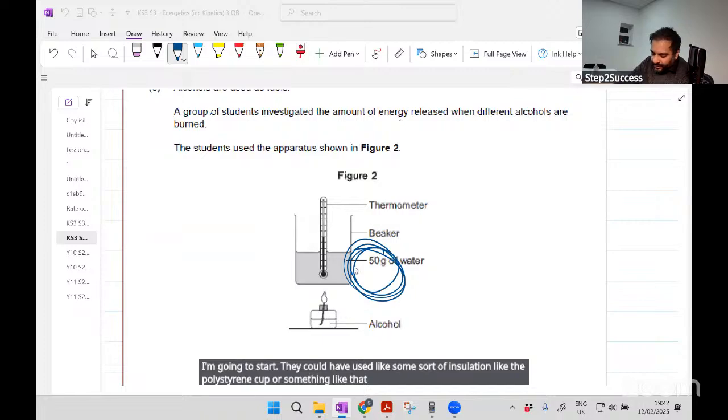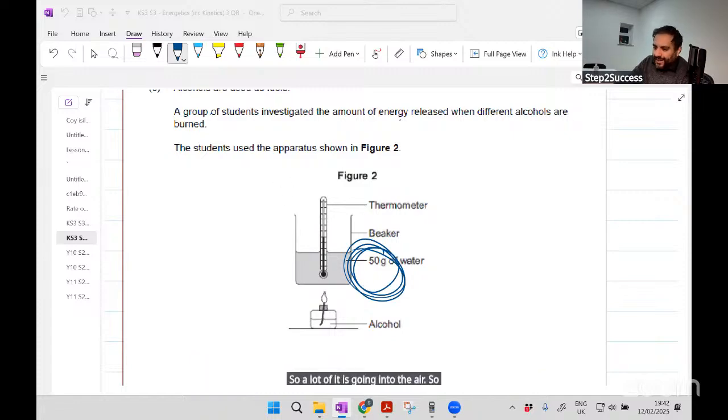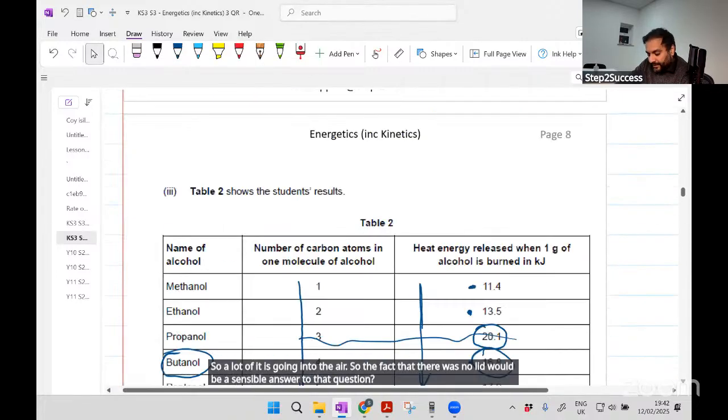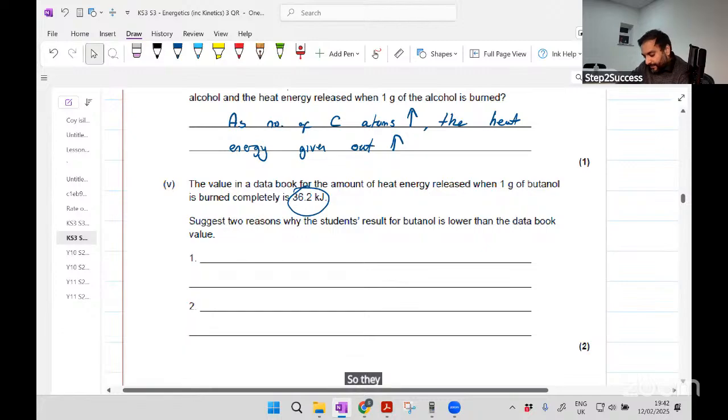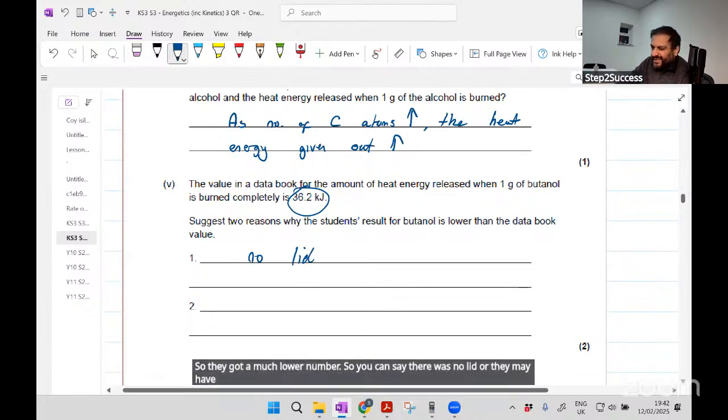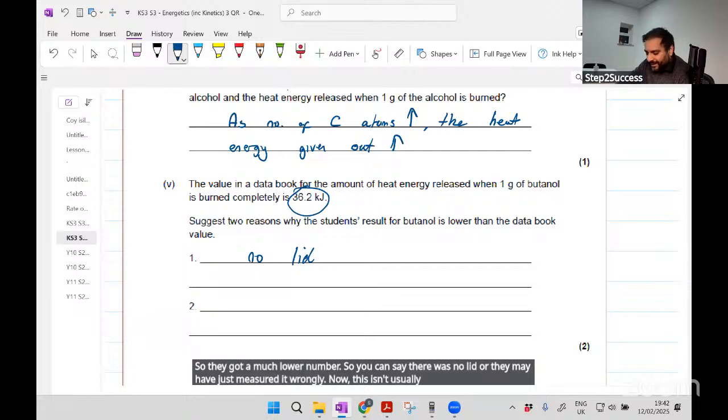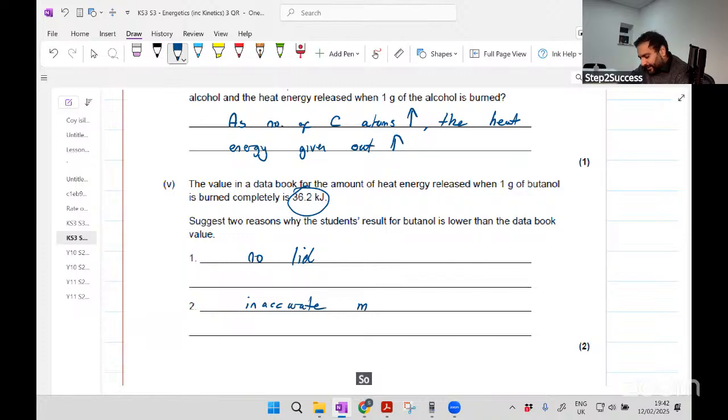Because the issue when you do this is a lot of the heat just gets lost, and so your thermometer is not tracking all of it. A lot of it is going into the air. So the fact that there was no lid would be a sensible answer to that question. So they got a much lower number. So you can say there was no lid, or they may have just measured it wrongly. Now, this isn't usually a mark, but the mark scheme does say it. So you can just say inaccurate measurement. So they just didn't measure it correctly.